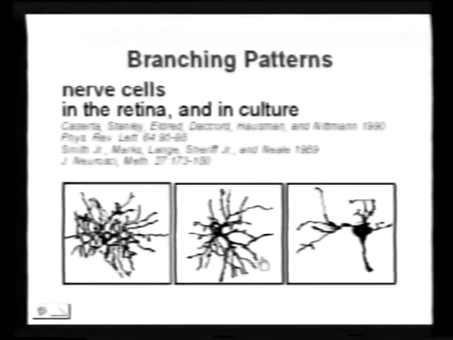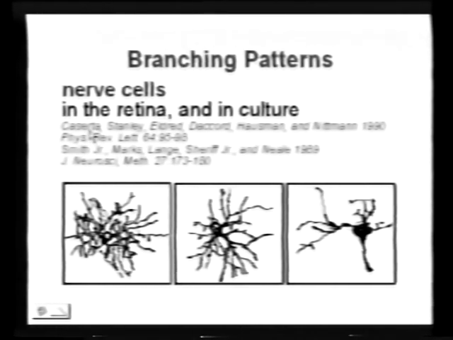A number of people have been analyzing the fractal properties of nerve cells, including people in Boston, Caserta, Stanley, Eldred, Decord. Most of these people are in Boston. I see this guy next Friday, actually. And a different group of people, Tim Smith, at the National Institute of Health in Bethesda, Maryland, have been looking at fractal patterns.